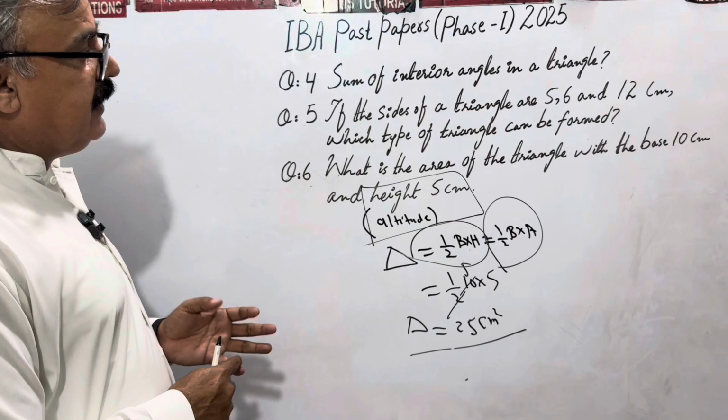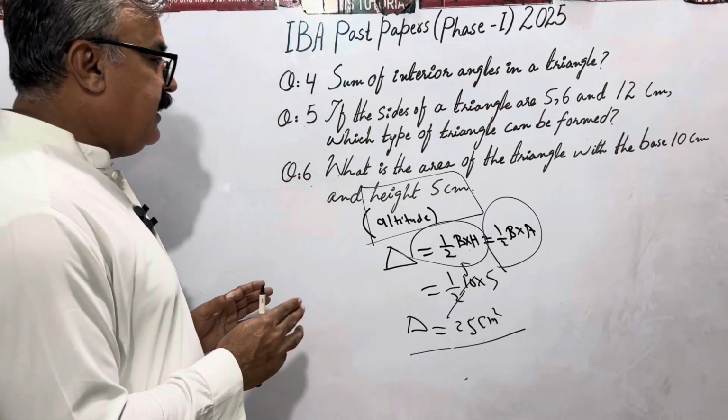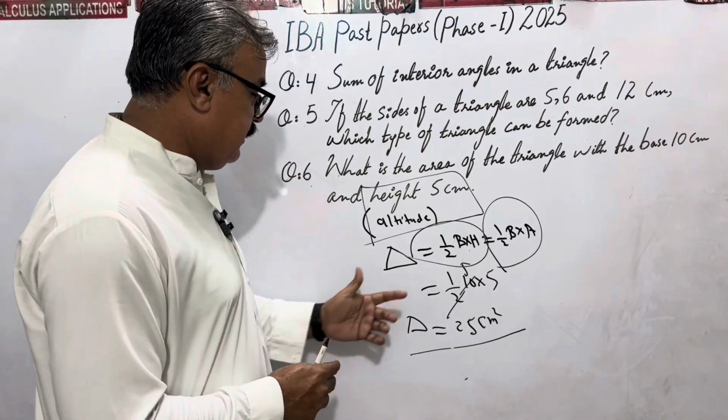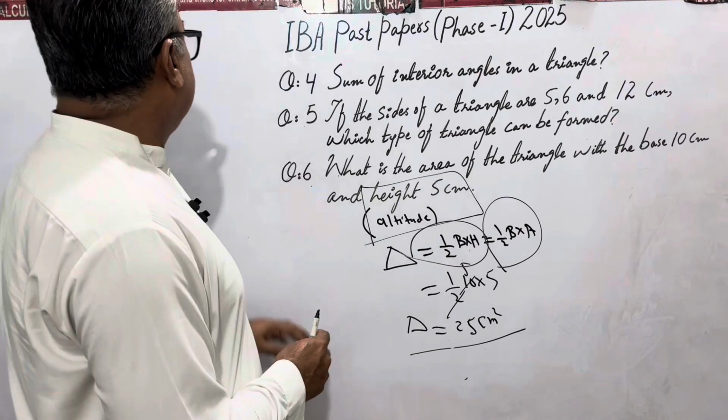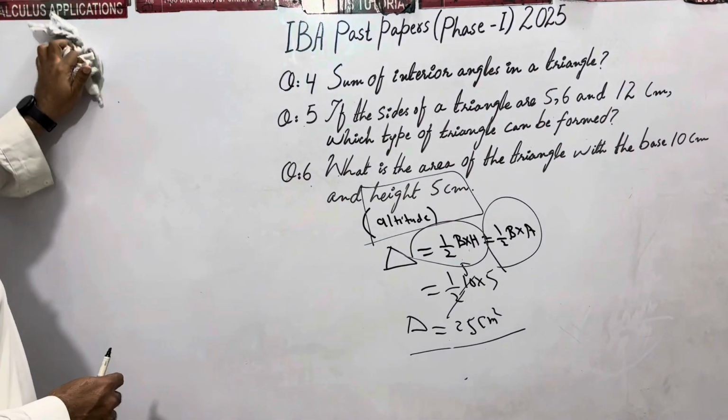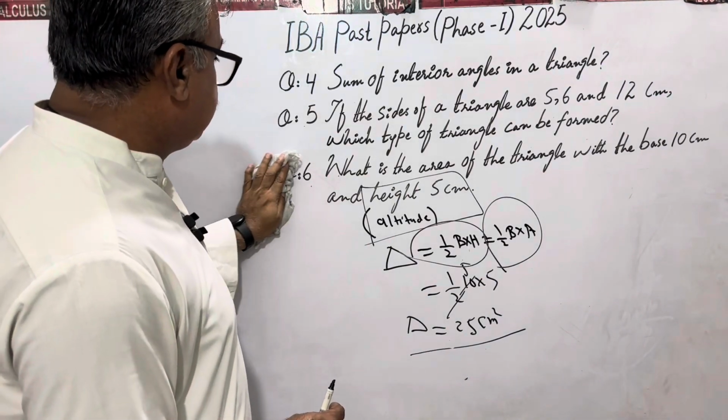Area of a triangle when height and base are given is 1 upon 2 base times height. Okay. We have done with this question. Let me read the next one.